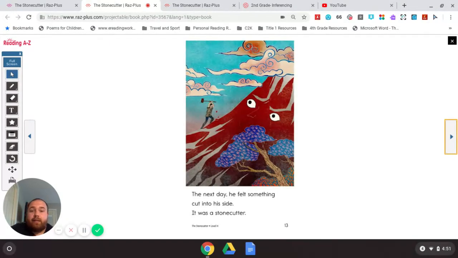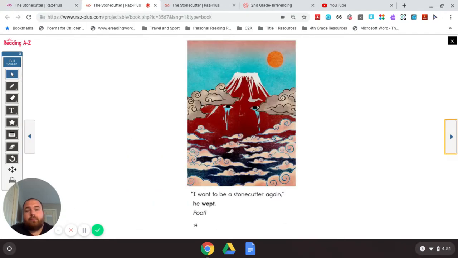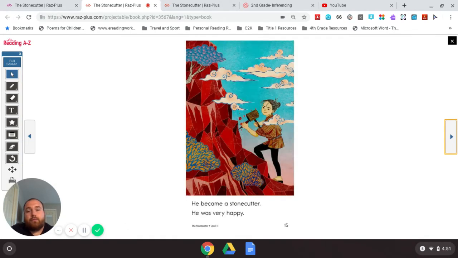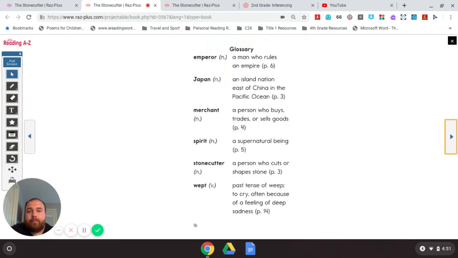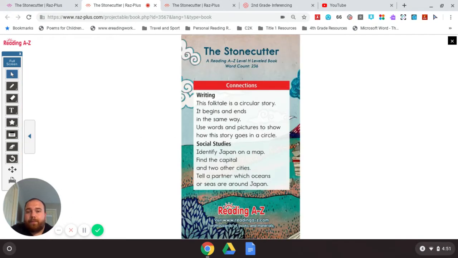The next day, he felt something cut into his side. It was a stonecutter. I want to be a stonecutter again, he wept. He became a stonecutter. He was very happy. And that's the end of our story.